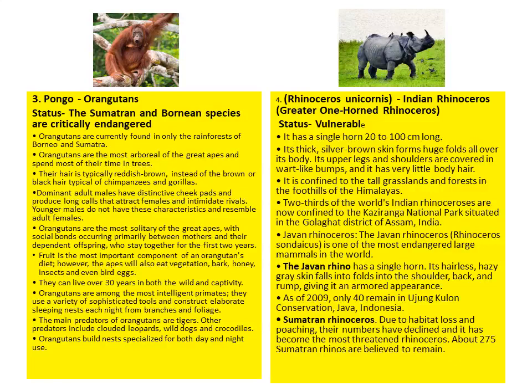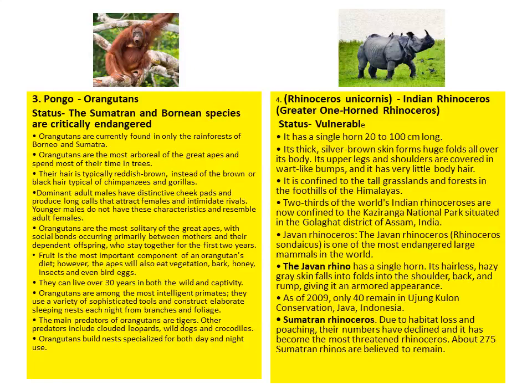They feed upon fruits but can eat vegetation, bark, honey and insects also, and can live for 30 years. An intelligent primate, very important, and they can use sophisticated tools. They construct a sleeping nest every night from branches and foliage. The main predator is the tiger, and leopards can also feed on them. So they build nests.